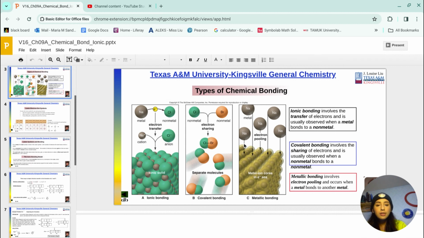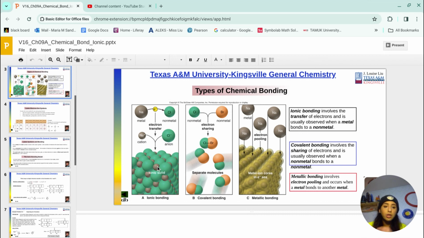I'm sorry. First we're talking about ionic bonding, which involves a transfer of electrons and is usually observed when a metal bonds to a nonmetal. Here's a little picture of it. Na is our metal and Cl is our nonmetal, and e minus is our electron. You can see the electron transfer happens here, and our cation and our anion come together to form this ionic solid of Cl minus and Na plus. So that is one form of bonding called ionic bonding.